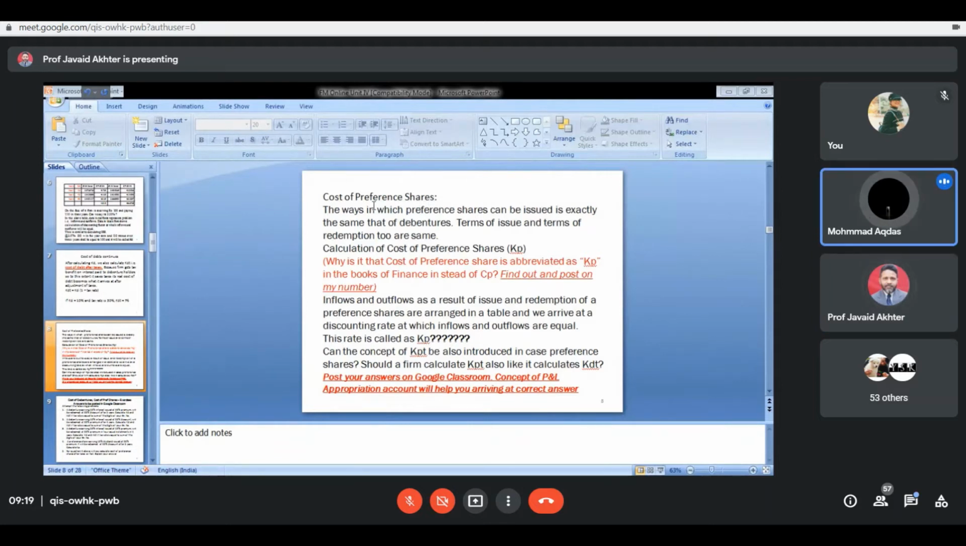If a company suffers loss for any reason, in that case, will it pay the dividend to preference shareholders? It will have to give. It will have to give. Because this is what the agreement is between the two.